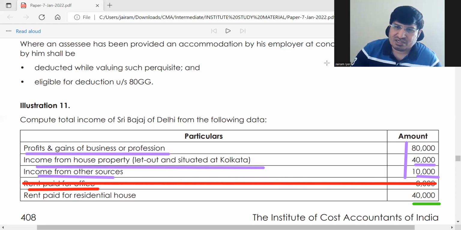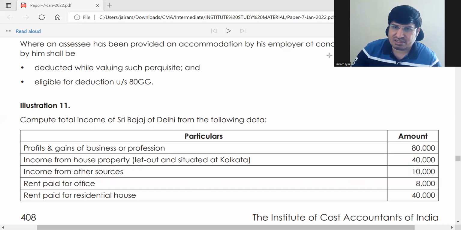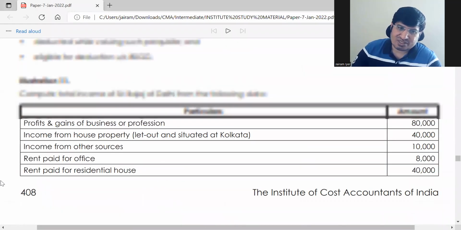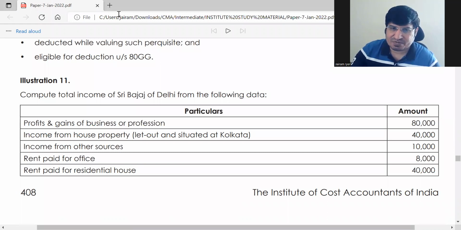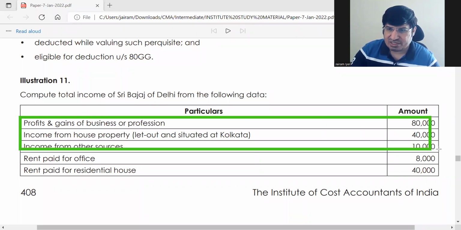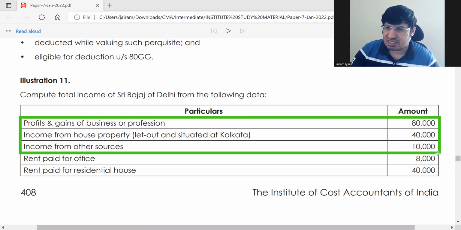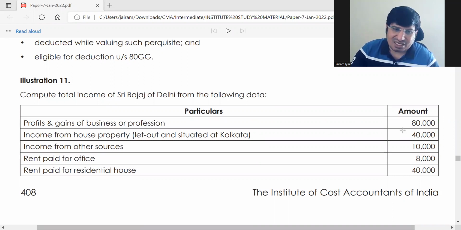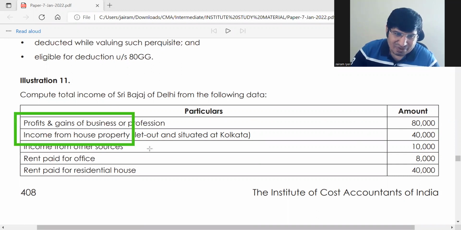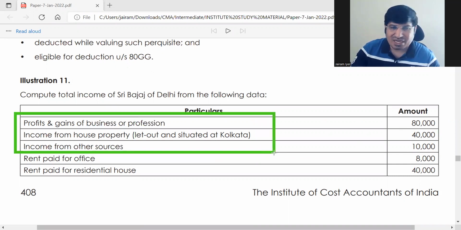First of all, just take the total of these three. That will be his gross total income: 80,000 plus 40,000 plus 10,000, which is 1,30,000. Now, in this, do you see long-term capital gain? There is no capital gain itself.